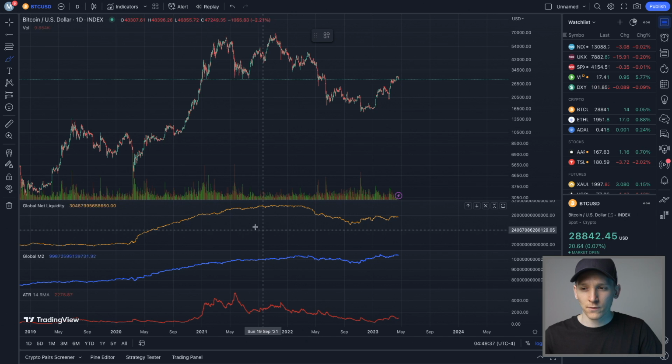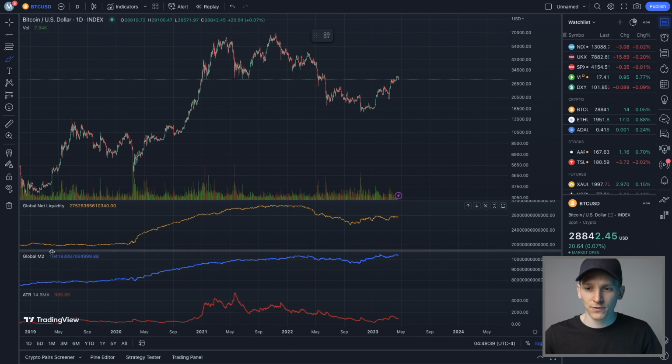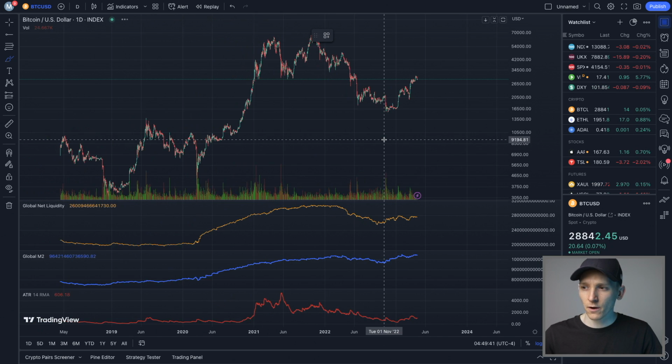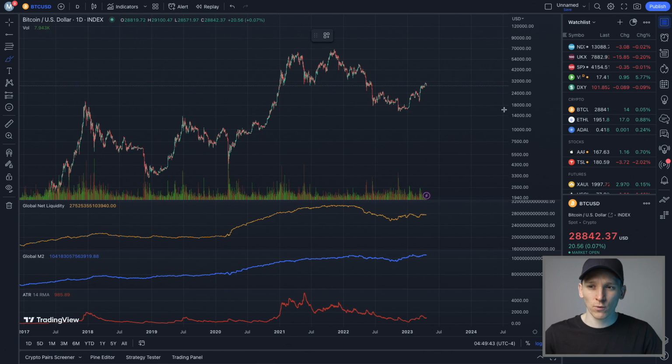Let me prove this to you as well. So down here we have these indicators, and I'm going to go through this in the next section, exactly what these are so that you can use them on your TradingView as well.